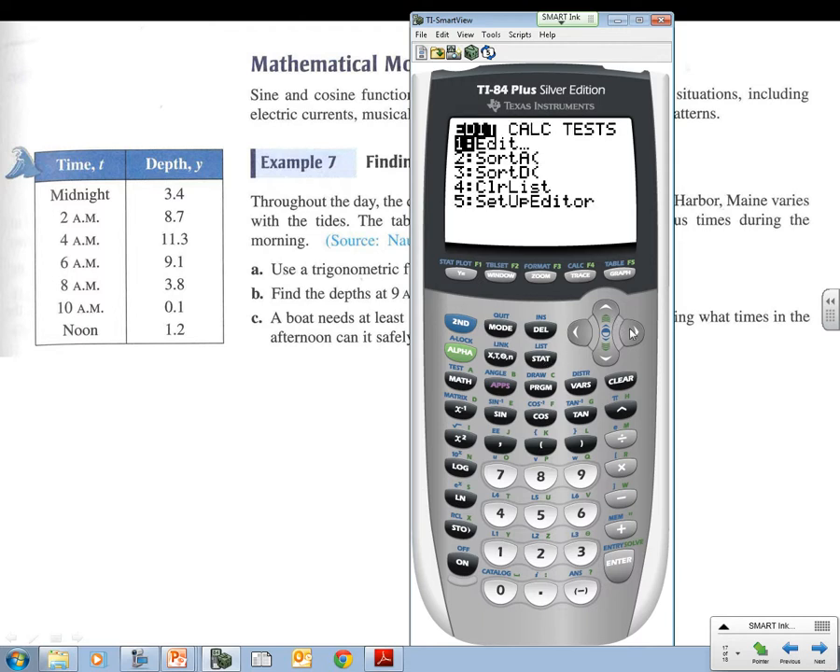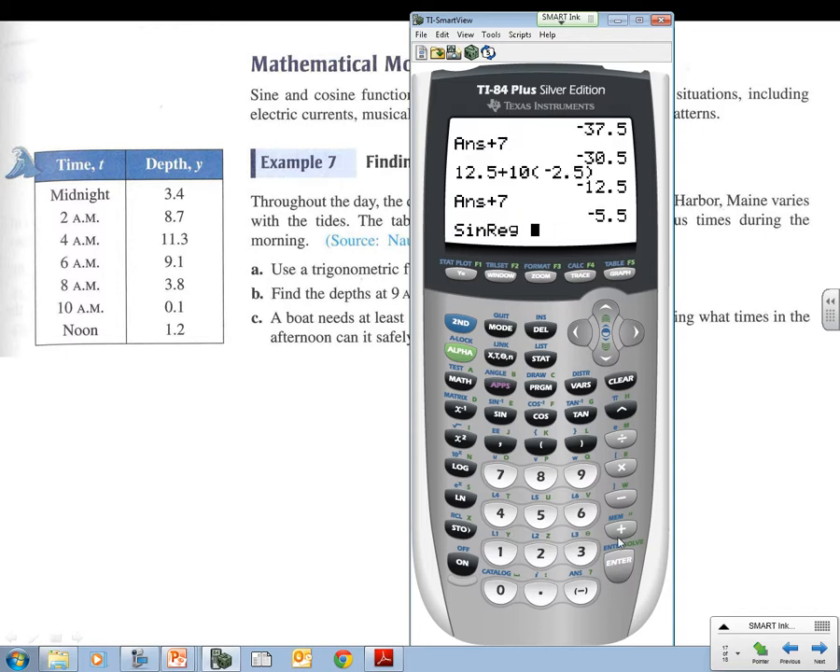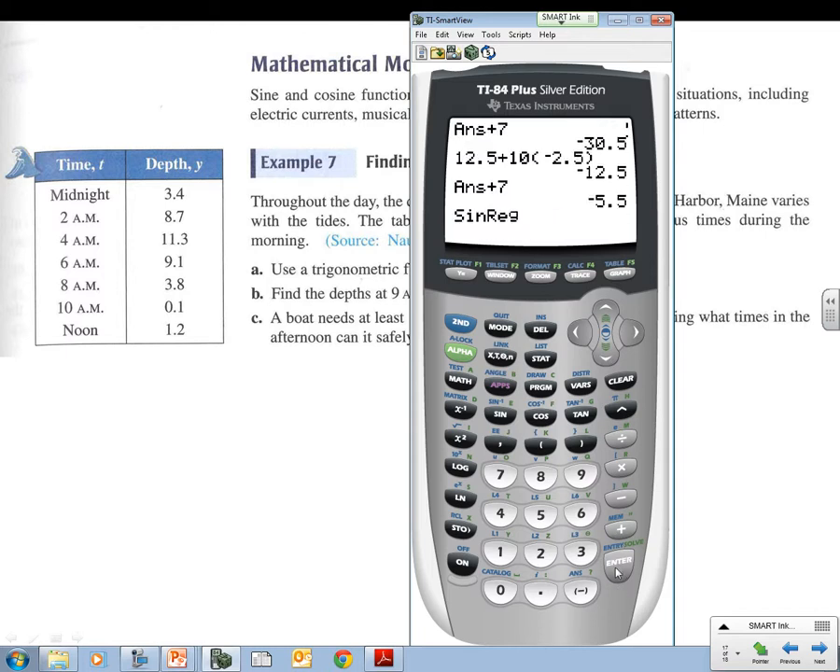So let's go into stat and do our regression. Now, before we've done a quad regression or a linear regression, if we keep going all the way down, we've got sine regression down there. Hit enter, and it comes up with these as our options. Okay, we can go ahead and plug this into our y1 and then solve for all the rest of the problems. You guys can do that. I'm not going to spend too much time doing that.